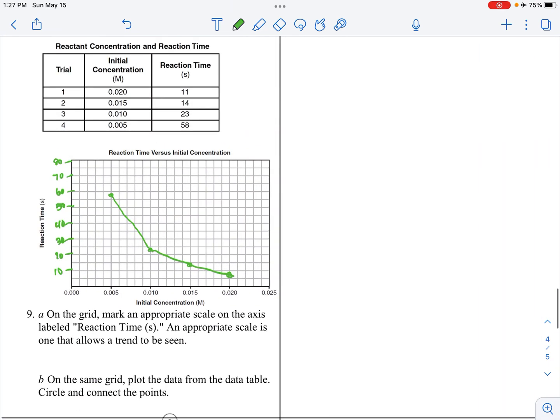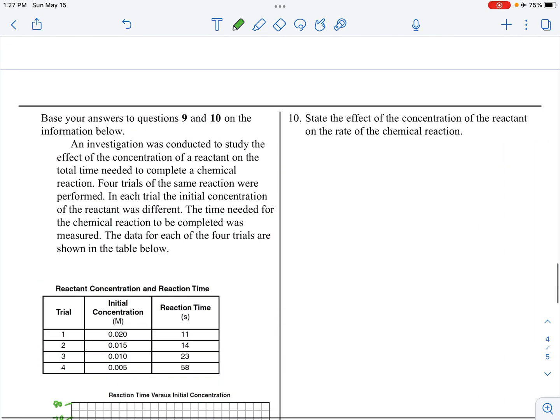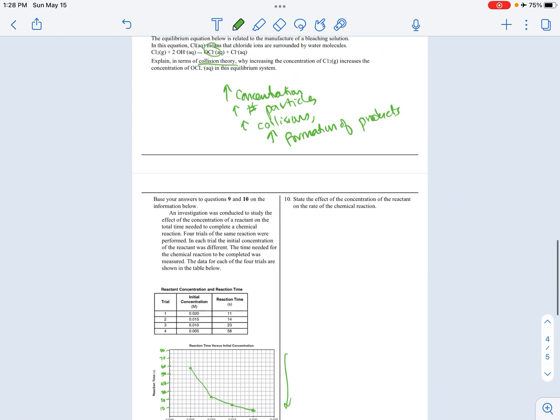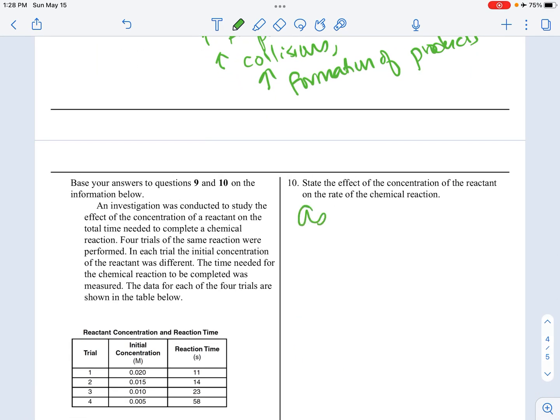There's our graph. And then the last question says, state the effect of concentration of the reactant on the rate of chemical reaction. So concentration is increasing as reaction time is decreasing. So as concentration increases, rate decreases. You could say it's an inverse if you want. All right.